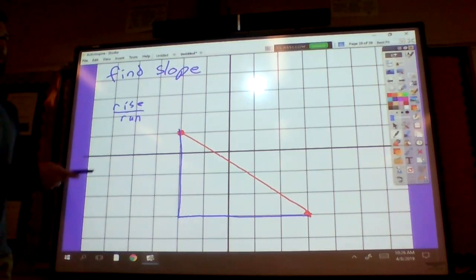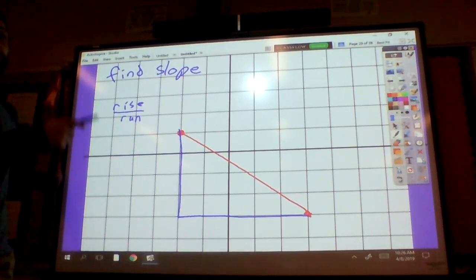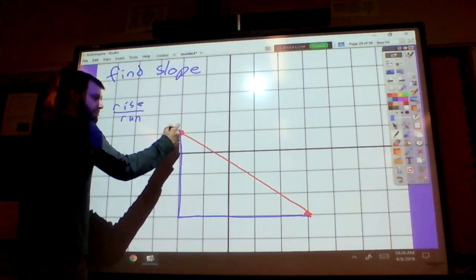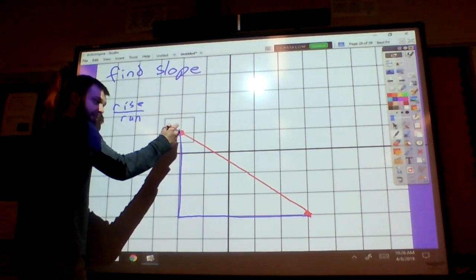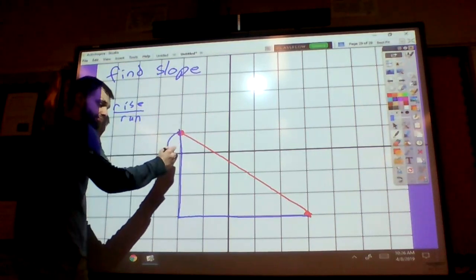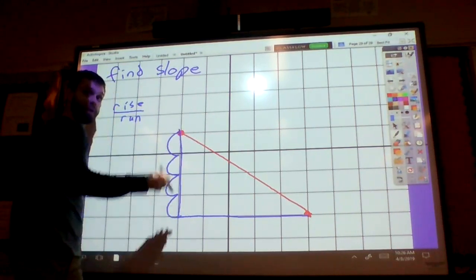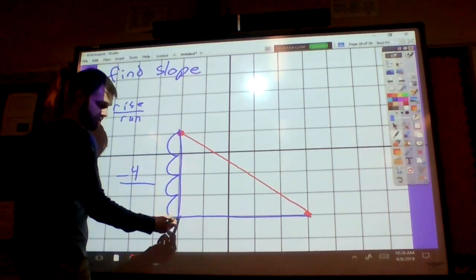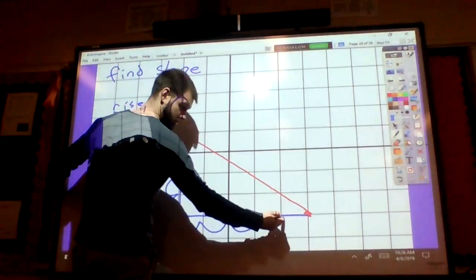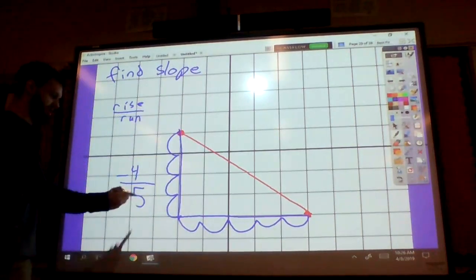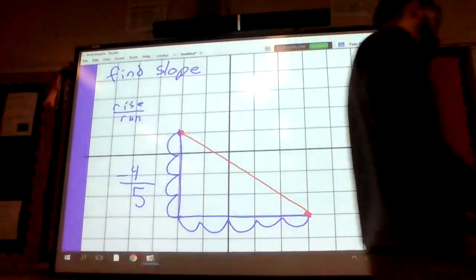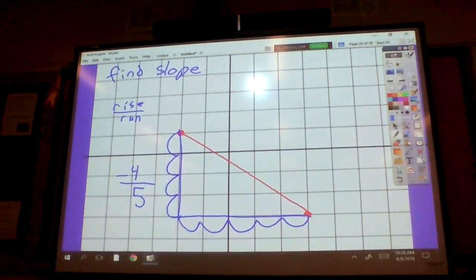Because if you start with the wrong dot, you're going to end up with a positive when it should have been negative, or a negative when it should have been positive. All right, so right here, starting from the left, how much is my rise? -4, because it's going down. -4 over 5. Any questions here? All right, that's how you find slope on a graph.